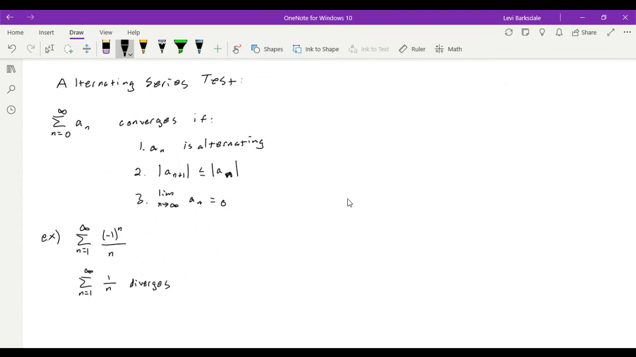Well, first off, it meets our first condition. It's alternating because of this -1 to the n. Second, we can see that 1 over n plus 1 is smaller than 1 over n, because we can always cross multiply, and we see that n is smaller than n plus 1 whenever n is positive. So that's true, I guess, for all n's. And finally, we can take the limit as n goes to infinity of -1 to the n over n, and that gives us 0. So the alternating series test then tells us that our series will converge.